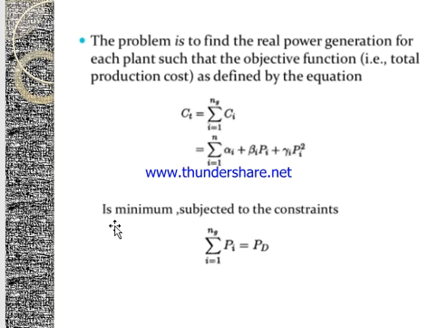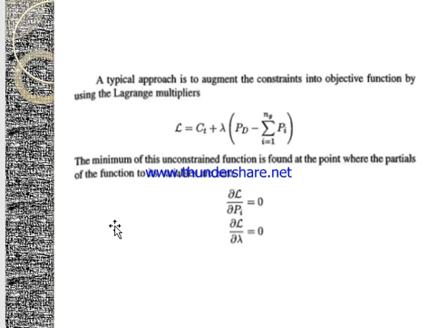So it is Ci. Let Ci be alpha i plus beta i Pi plus gamma i Pi square, which is a quadratic equation, right? In this quadratic equation, the parameter which is varying is the power Pi. The rest are constants. Alpha i, beta i and gamma i are the constants which determine the influence of the power. So the cost Ct can be minimized with the constraint that the total summation of Pi is equal to the total power demand Pd which has to be met.